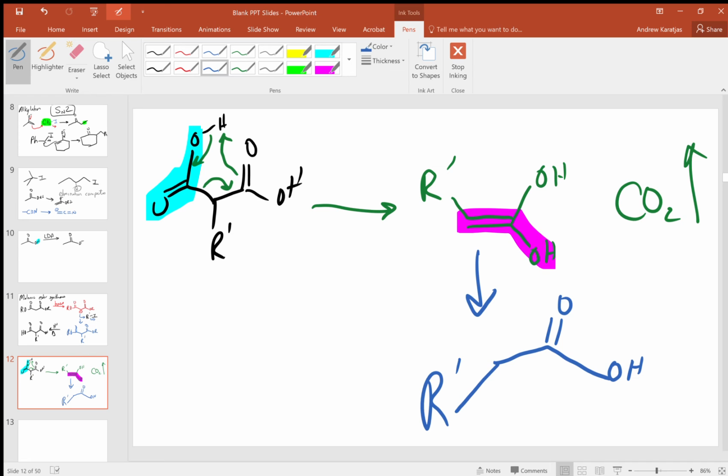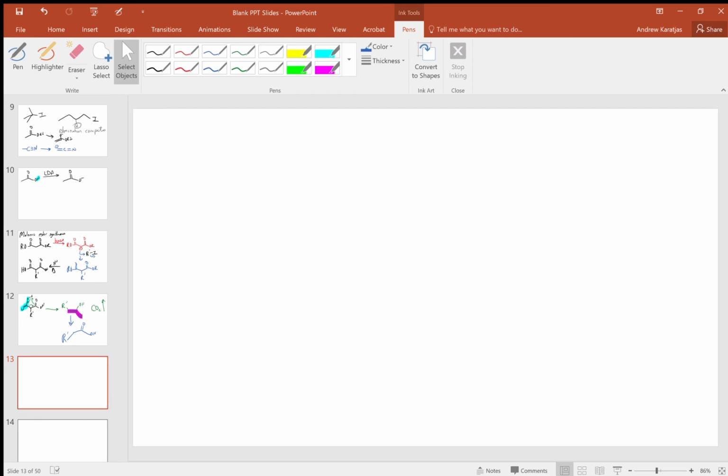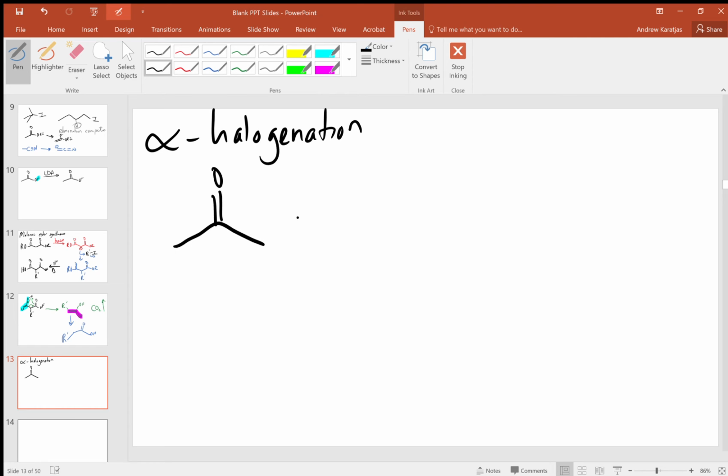So again, as I mentioned, most reactions when it comes to alpha substitution reactions prefer to use basic conditions. There's one major exception to that, and that's the idea of alpha halogenation. In other words, what if we wanted to take our carbonyl and put a bromine next to the carbonyl. How would we do that?